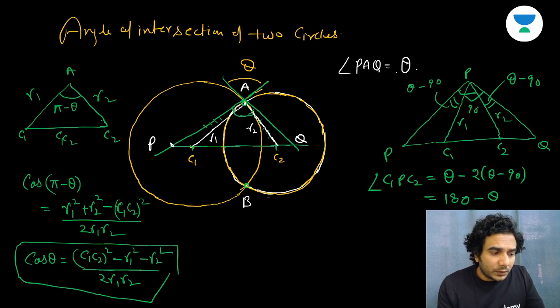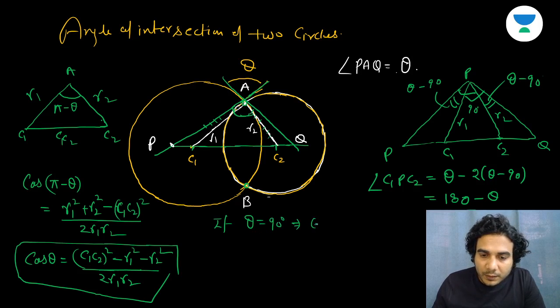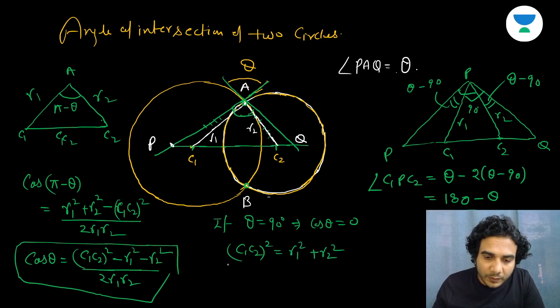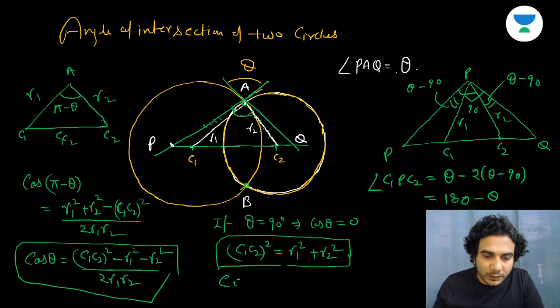And also let me tell you, circles are called orthogonal to each other if they intersect at 90 degrees. So if theta is equal to 90 degrees, that means cos theta is equal to 0. And cos theta is 0, that means C1C2 the whole square is equal to R1 square plus R2 square, alright. So this is the condition for two circles to be orthogonal, okay. Circles are called orthogonal circles.